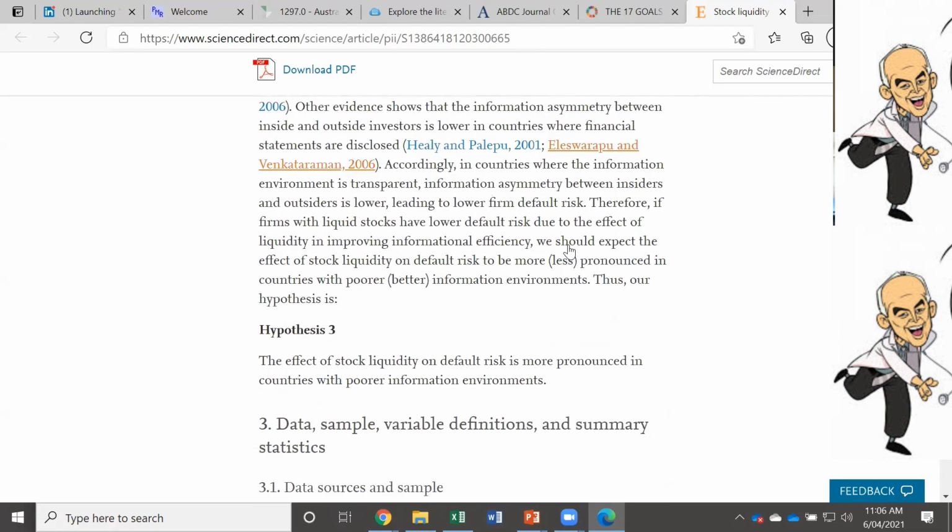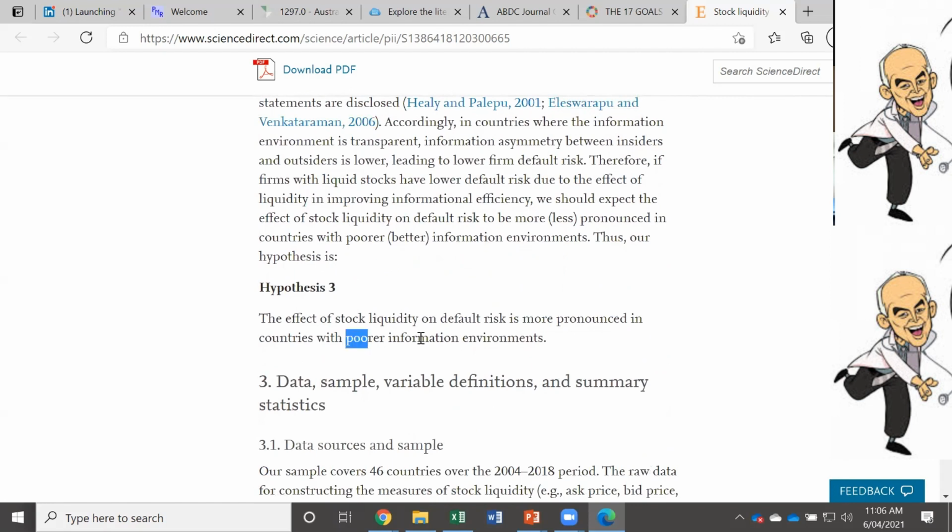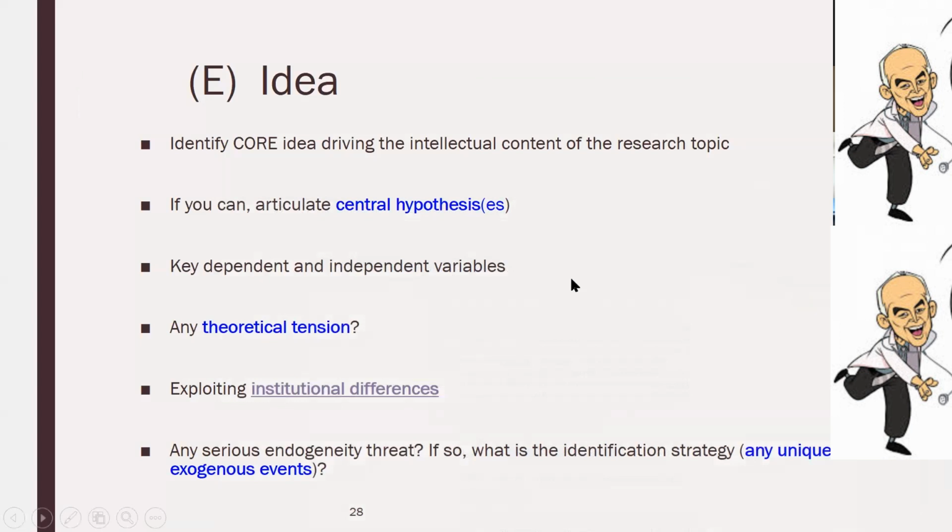Then we also built hypotheses about a poorer information environment in different countries, where the effect of stock liquidity on default risk may be more pronounced. So think about your research idea. Can you exploit the institutional differences? If yes, that's a great idea, and you should embed it in your hypothesis.